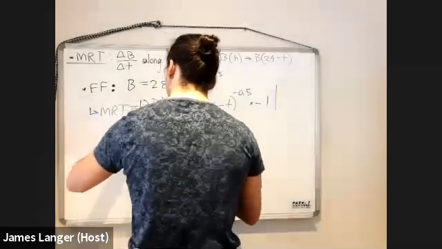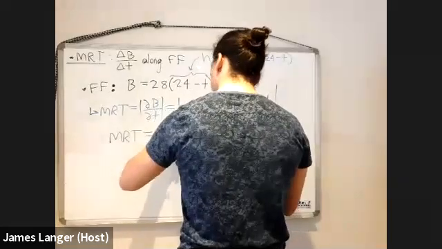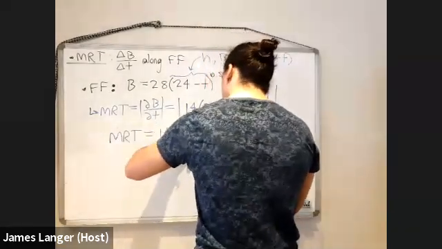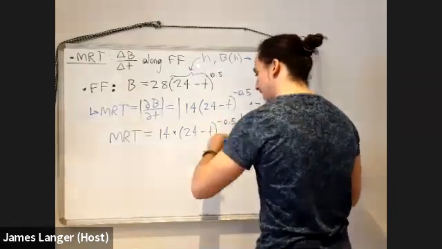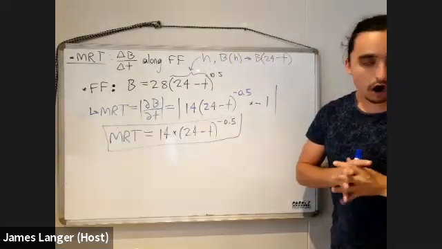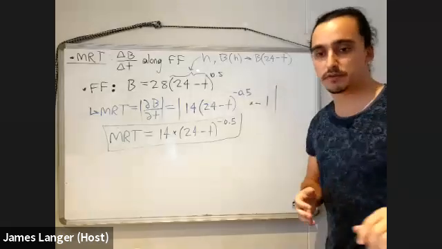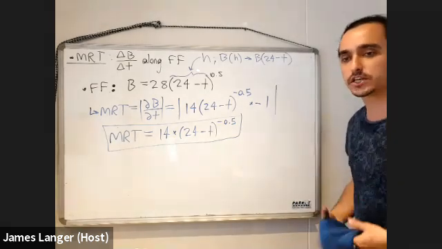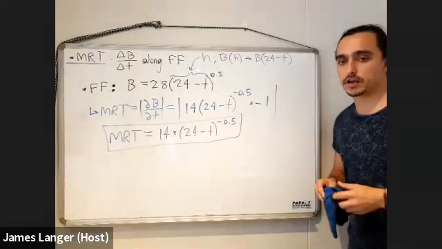But yes, my MRT is going to be equal to 14 times 24 minus t to the power of negative 0.5. MRT sorted. Are there any questions? Is everyone comfortable with how we calculated the MRT? Please put your thumbs up if you are. Going once, going twice. I'm waiting for questions. I'm going to give a moment for questions. So I'll talk a little bit more. But if you've got any questions, now's the time.